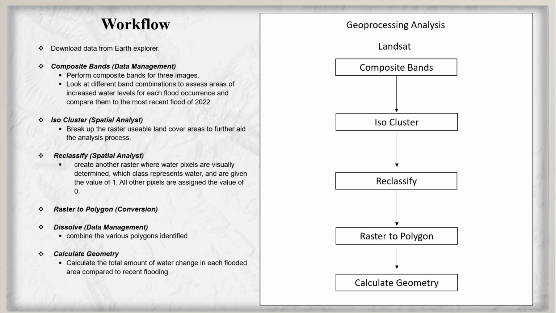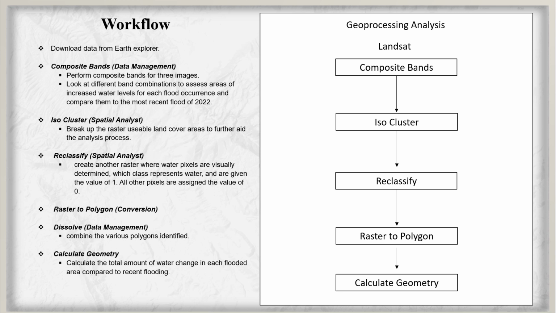I will perform an ISO cluster to break up the raster into usable land cover areas to further aid in the analysis process. I will then reclassify the raster and create another raster where water pixels are visibly determined and other class features are represented in another pixel value. I will then perform a raster to polygon so I can create a shapefile. I will then dissolve to combine the various polygons identified, and then calculate the total area of water change in each flooded area and compare it to recent floodings.